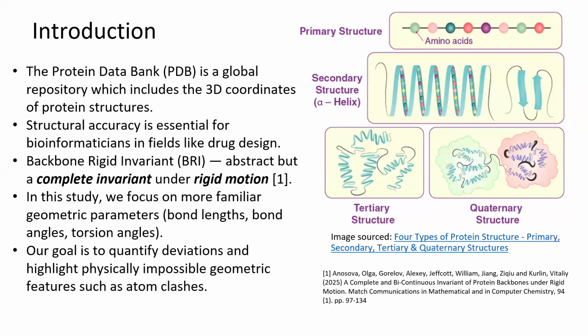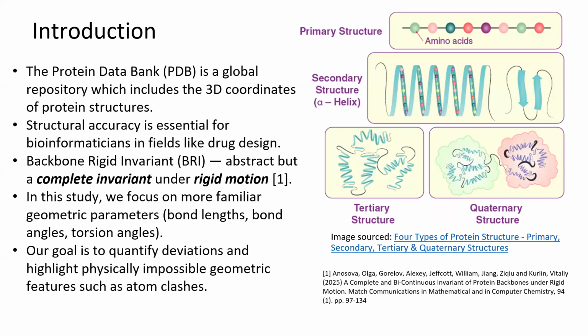The last talk talked about the backbone rigid invariant, which was from our paper. That was quite abstract, but it was a complete invariant under rigid motion, which was the essential result. In this study, we'll focus on a slightly less abstract invariant, which is more familiar to bioinformaticians, based on bond lengths, bond angles, and torsion angles.